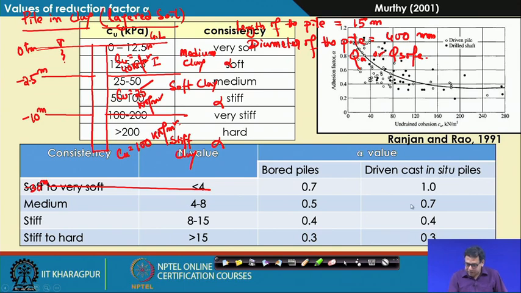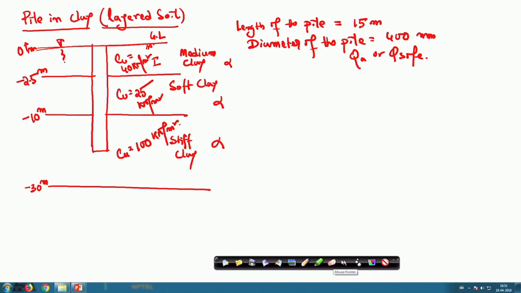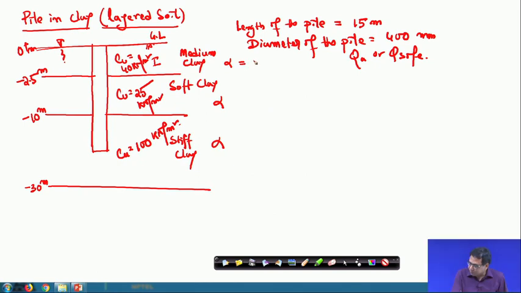So, from the chart I am taking 0.45, from the table also it is 0.4, so I am taking 0.45. So this is the problem. The alpha value I am taking for the first layer is 0.7, and for the second layer, it is soft soil. You will get it from the table or the curve chart that is given. For Cu 40 kilonewton per meter square, alpha is 0.7, and here it is taking 0.45.